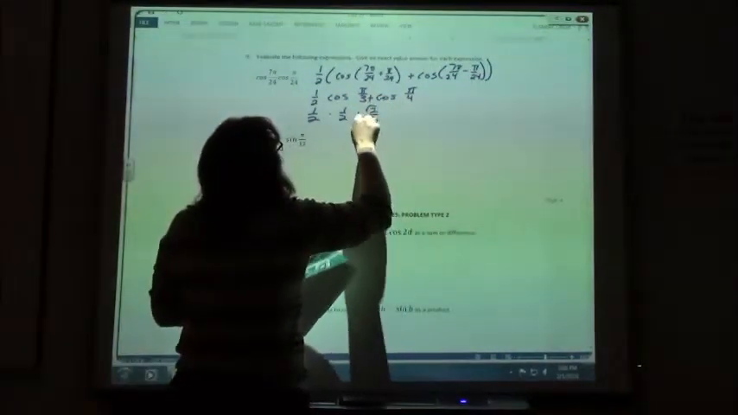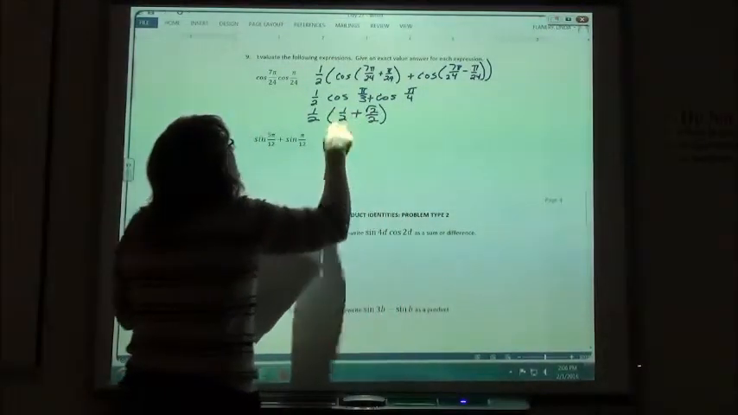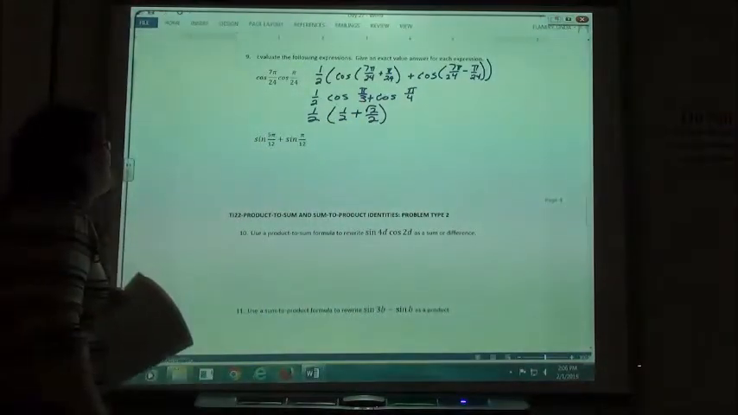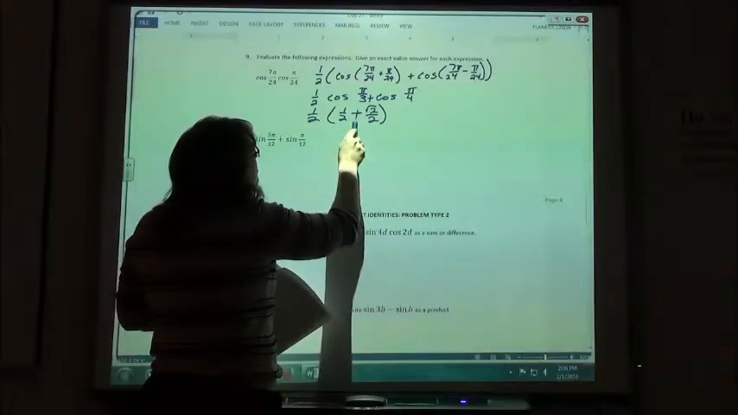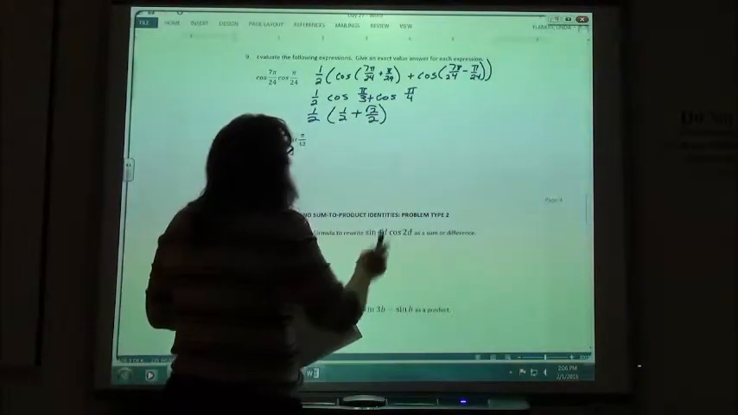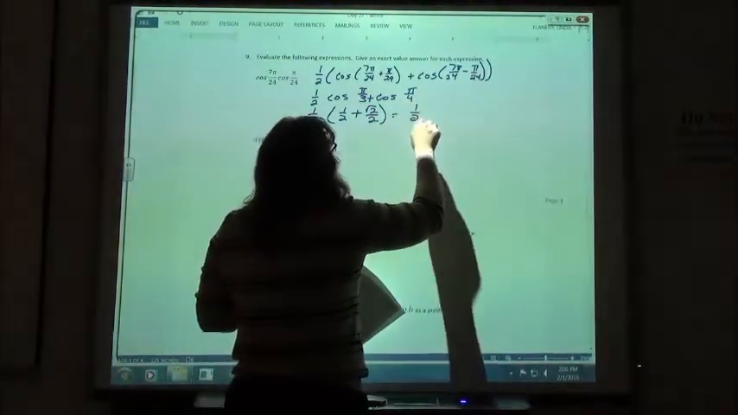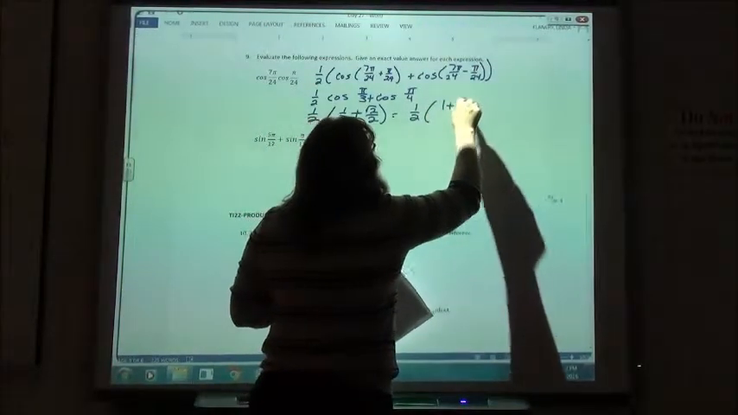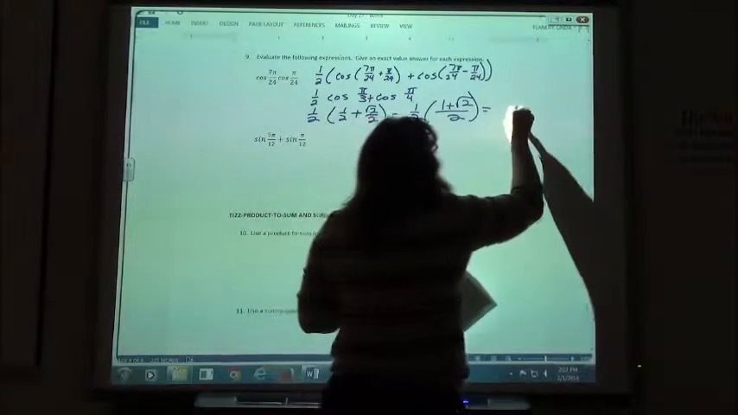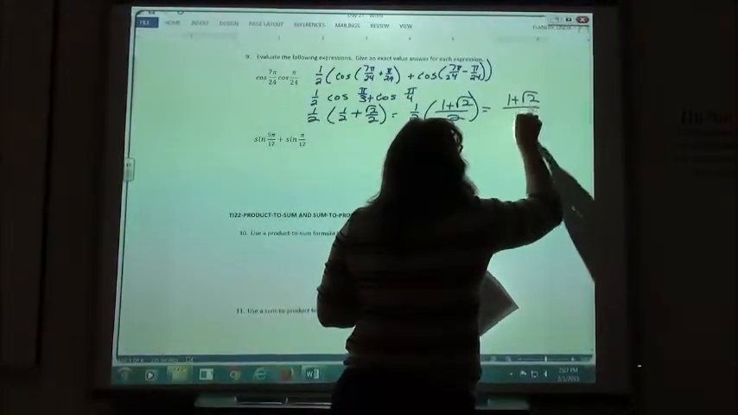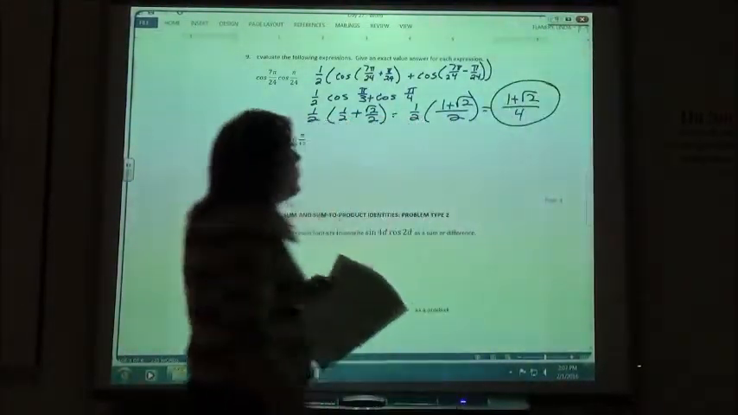Supposed to be a plus sign in there. I knew something didn't look right. So I'm going to have 1/2 times cosine of pi over 3 is 1/2 plus the cosine of pi over 4, which is square root of 2 over 2. So I'm going to have 1/2 times 1 plus square root of 2 over 2. Multiplying that out, we get 1 plus square root of 2 over 4, and that's going to be our answer.